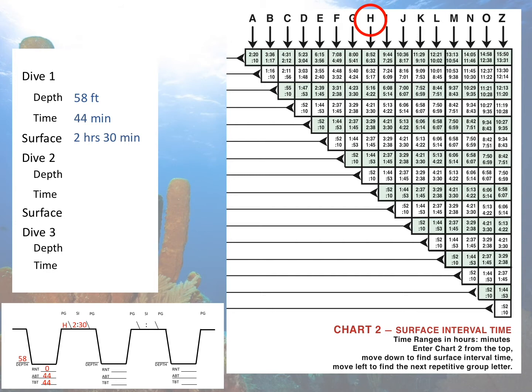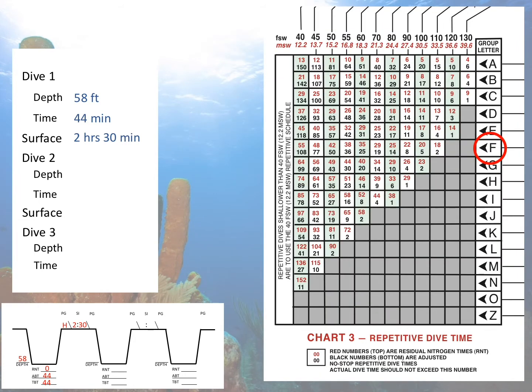Starting at our letter group H, we now trace down until we find the box with times that bracket our surface interval of 2 hours and 30 minutes. In this case, it's the box containing 1 hour and 45 minutes and 2 hours and 37 minutes. We now move to the left to chart 3 to find our post-surface interval pressure group, which should be pressure group F. We then write this into our worksheet.